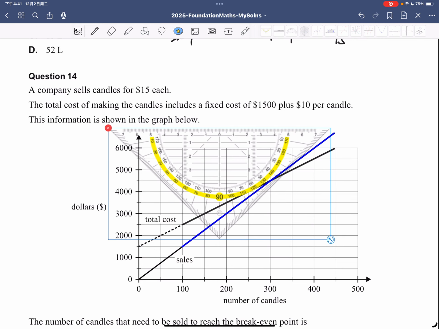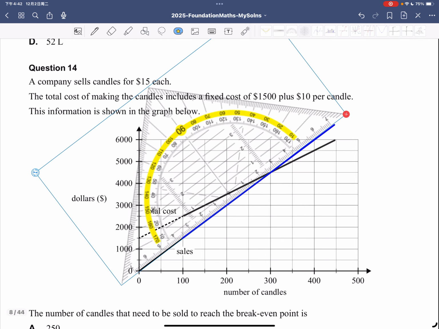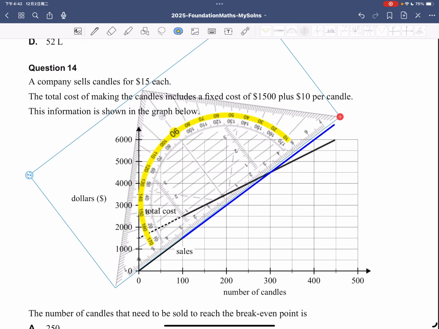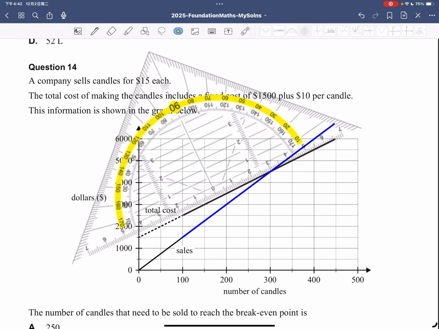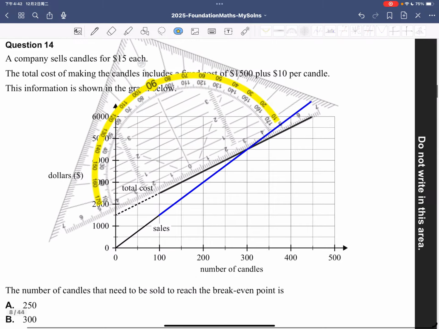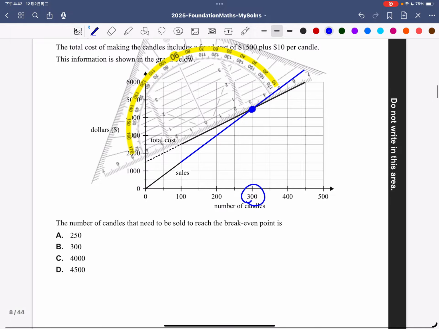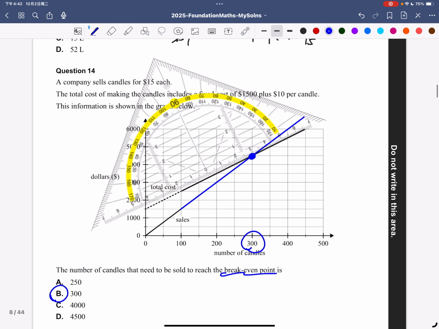This is another place I'm going to mention the use of a ruler. If you align the edge of the ruler along the sales straight line and extend that line further, also rotate your edge of the ruler and extend the dash line, you will eventually find a point of intersection here. And that occurs when the number of candles is 300. Therefore, the break-even point, for the cost equal to the... not profit. Cost equal to the revenue or expenditure.